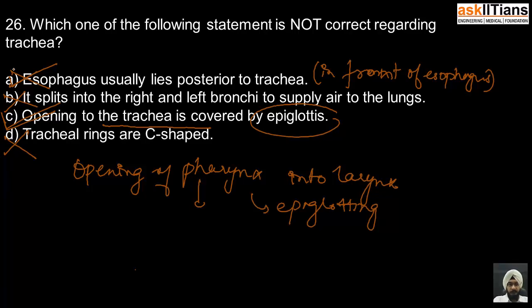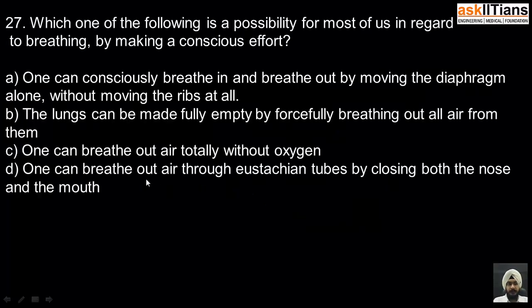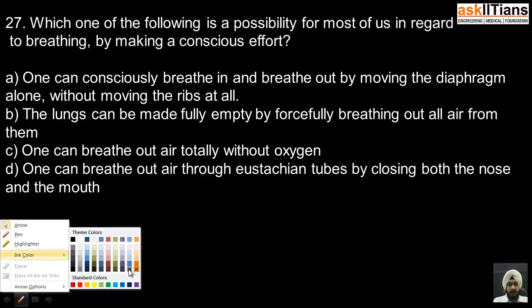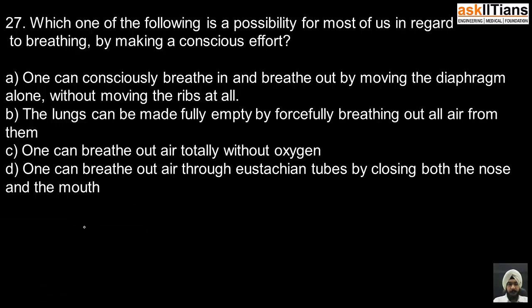Let's go to the next question. So the next question says which one of the following is a possibility for most of us in regard to breathing by making a conscious effort. So let's go to each option one by one. The first says one can consciously breathe in and breathe out by moving the diaphragm alone without moving the ribs at all. So this option seems correct because when we breathe consciously, we are mainly moving the diaphragm alone. Ribs do not have much role in that. So this option seems correct.